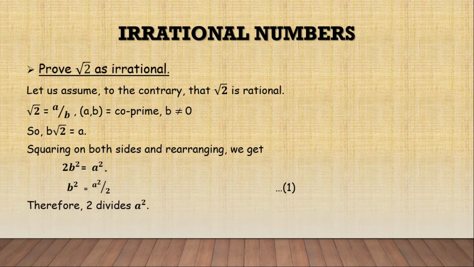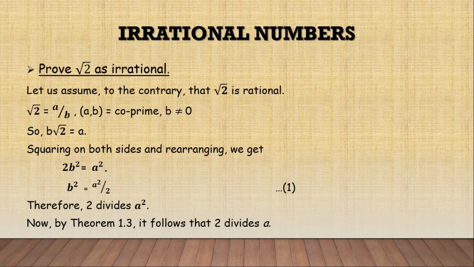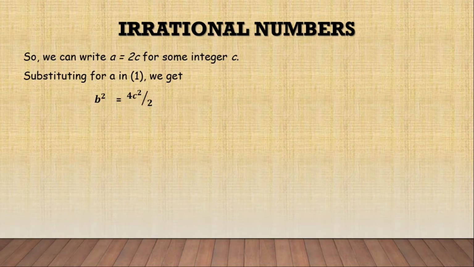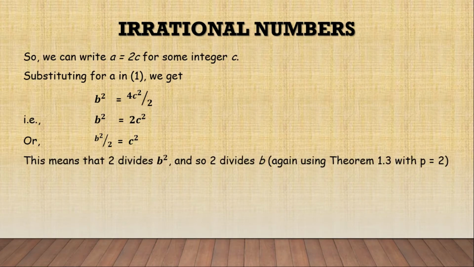Therefore 2 divides a square. Since 2 is a prime number, therefore from theorem 1.3, it follows that 2 divides a as well. So we can write a equals 2c for some integer c. Therefore, substituting for a in equation 1, we get b square equals 4c square by 2. That is, b square equals 2c square, or b square by 2 equals c square. This means that 2 divides b square and so 2 divides b. Again using the same theorem 1.3 with p equals 2.